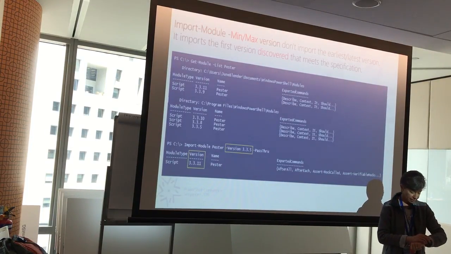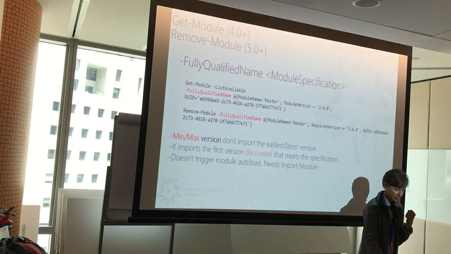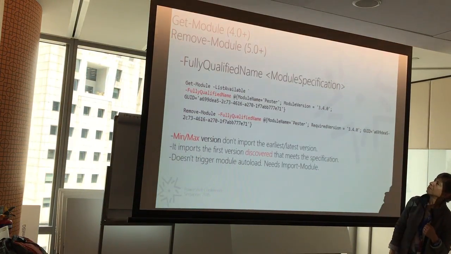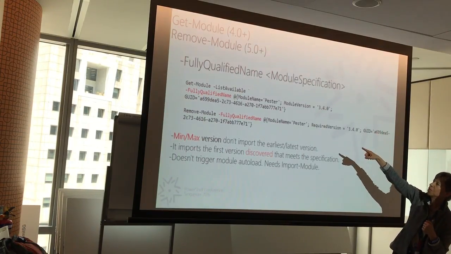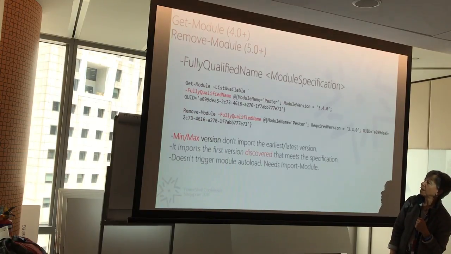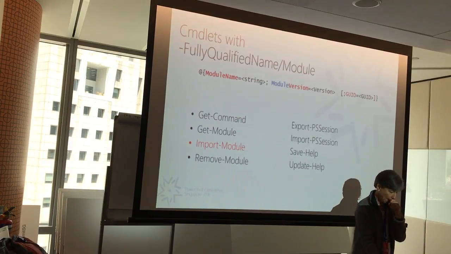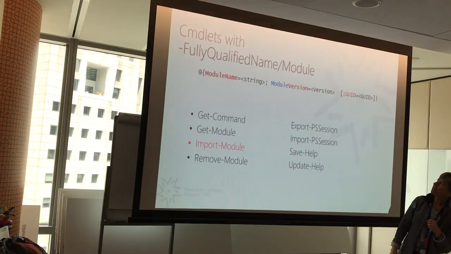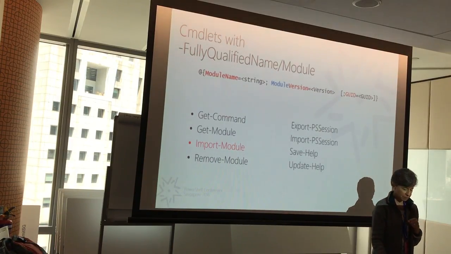And again, they work exactly the same way. They import the first version that's discovered by default, but you can use those parameters. Get-Module beginning in PowerShell 4 and Remove-Module beginning in PowerShell 5 take a module specification object in their fully qualified name parameter. Same rules for minimum and maximum. And these are the core cmdlets with a fully qualified name or fully qualified module parameter that take a module specification object.